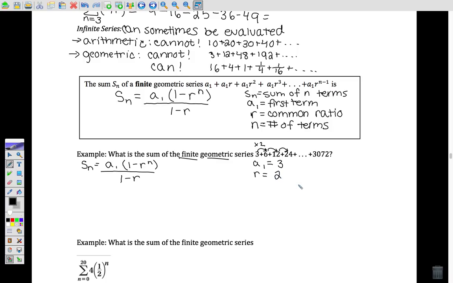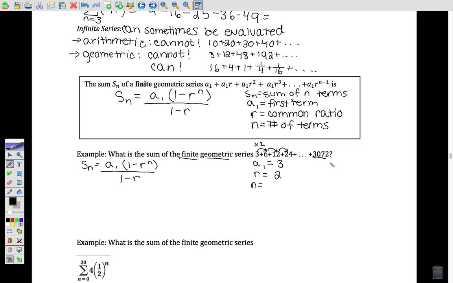So the common ratio is 2. The tricky part to figure out in this case is what n is. Figuring out how many terms are in this series if the last thing I'm adding is the term 3072. So think about how we can figure out what term 3072 is.